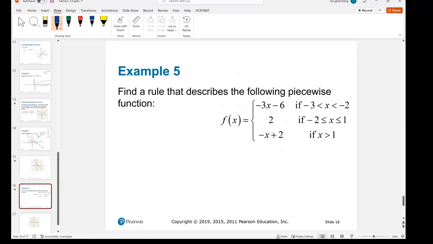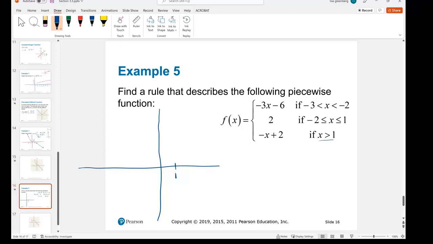Now let's find the rule that describes the following piecewise function. So let's put our graph up. And we have 3 different transition points, right? We have x is greater than 1. So let's put a 1 here because we really need to know what's happening around 1 because it's changing.